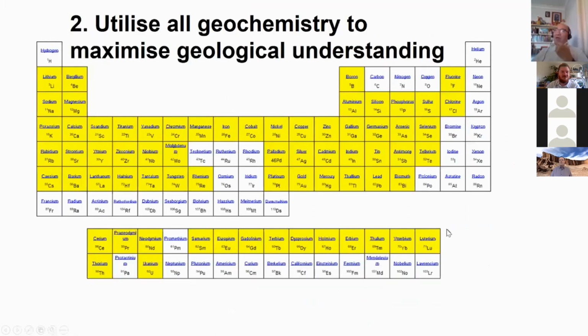The next part of exploration chemistry is that, for good, successful exploration chemistry, it's really important to understand and use all chemical data to maximize geological understanding. Basically, most modern analytical packages are able to analyze up to 66 elements, and these are the elements that labs are able to analyze as the first-pass package without special techniques.